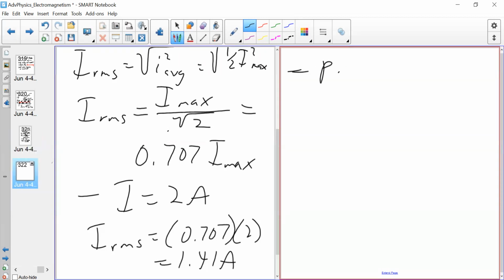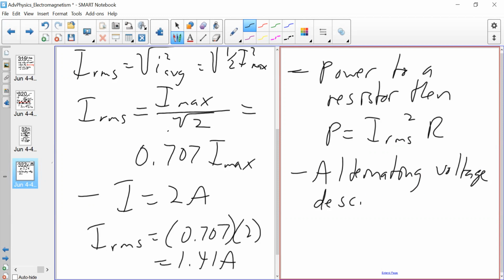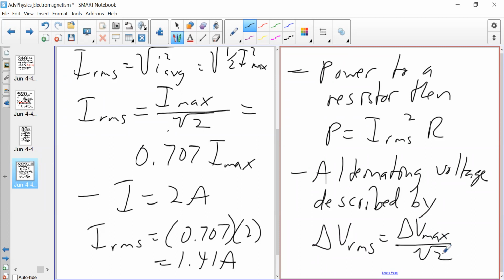So power to a resistor, in terms of RMS current, is I RMS squared R, not I max. This is RMS because that's what's coming in. And therefore the alternating voltage, or the current that our device is going to be using, is the RMS value. Alternating voltage is delta V max over rad 2, which is 70% of the max. So we're concerned with the RMS, not the max, because the max averages itself out. RMS doesn't, right?